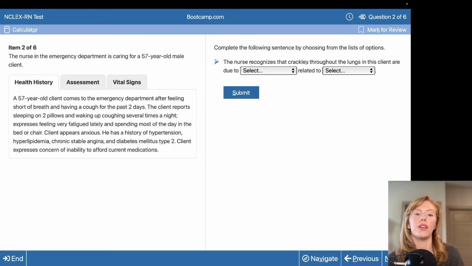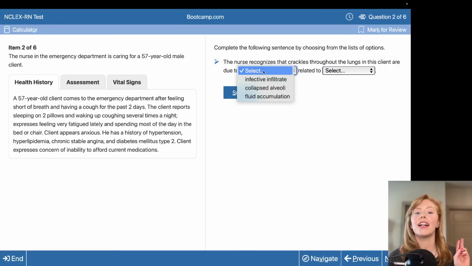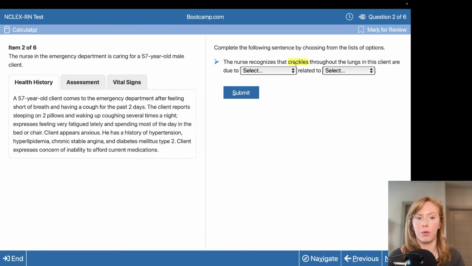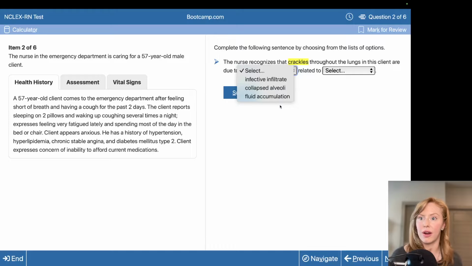And we need to figure out that crackles throughout the lungs in this client are due to either infective infiltrate, collapsed alveoli, or fluid accumulation related to either pneumonia, heart failure, or reduced mobility. So crackles is what we're thinking about here. And any of these things could cause crackles, right? Have you guys had an opportunity to actually listen and auscultate crackles in your clinical sites? Or maybe if you're already working somewhere, have you had a chance to hear this before? Sounds kind of cool. It's described as that snap, crackle, pop sound.